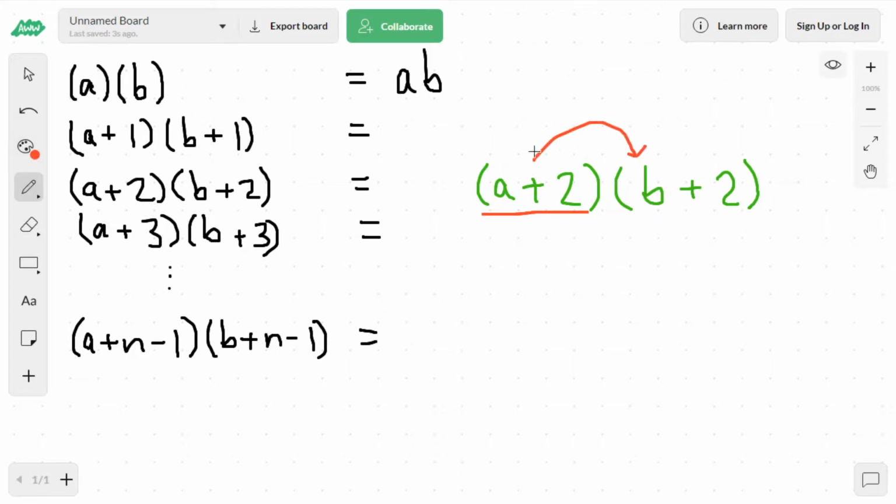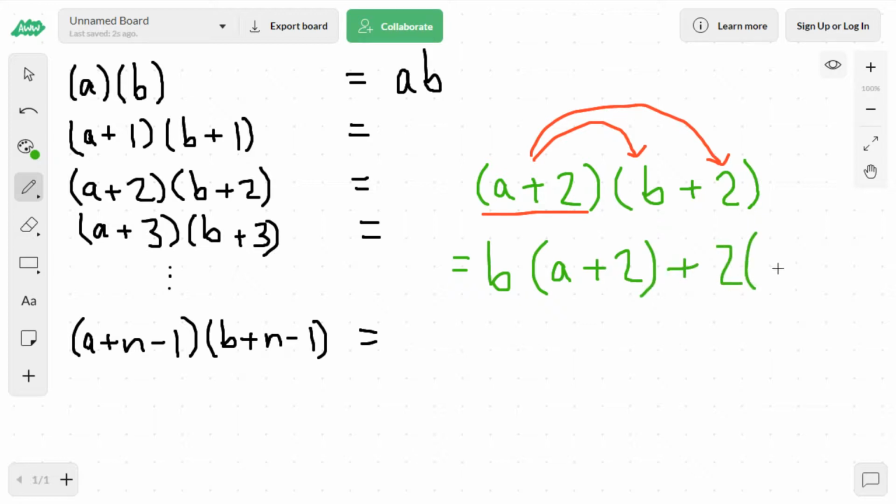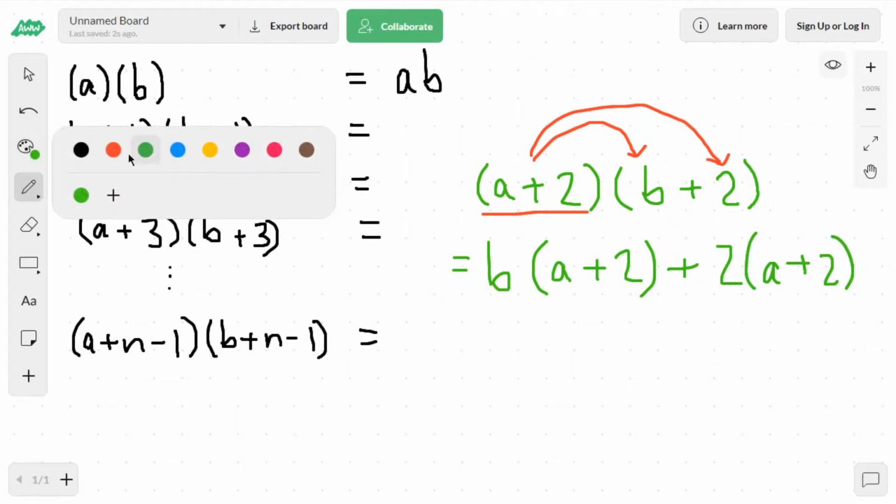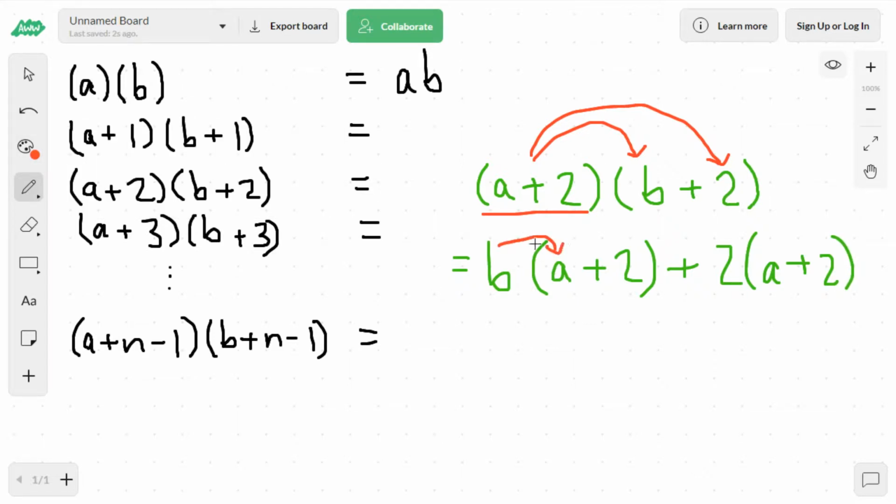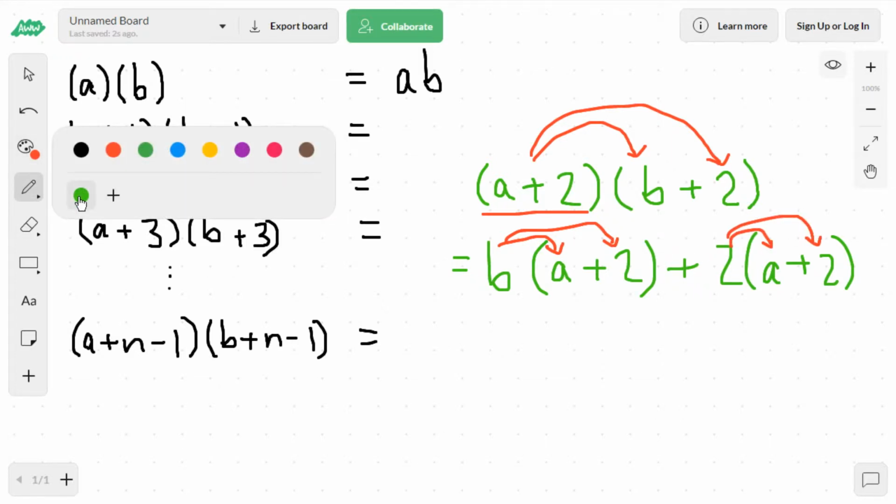A plus 2 is going to get multiplied by B, and A plus 2 is going to get multiplied by 2, and we'll see what we get from that. So we get B times A plus 2, plus 2 times A plus 2. Some distributive property there. And then we have another distributive property situation, right? The B can get distributed into the A plus 2, and the 2 can get distributed into the A plus 2 as well. So what are we getting from this?